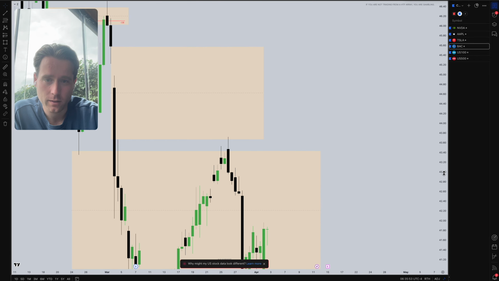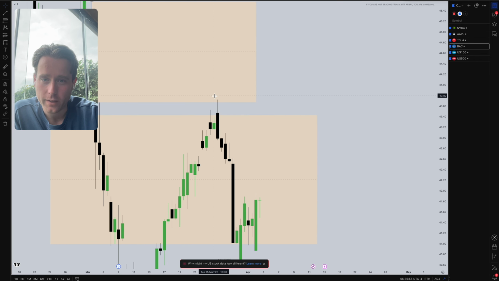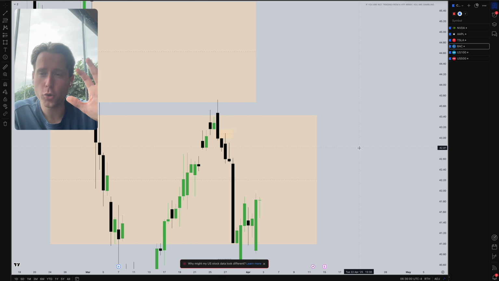Well, let's analyze even more. Once we hit that, we displace. I see another fair value gap here. See how just using 4 hour fair value gaps, and we can do the same on the 1 hour, you can frame so many entries around this.